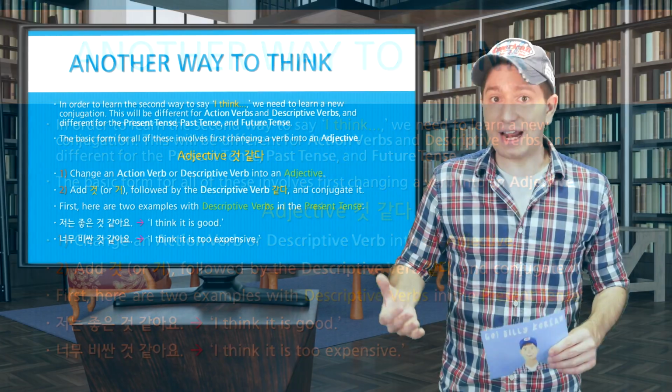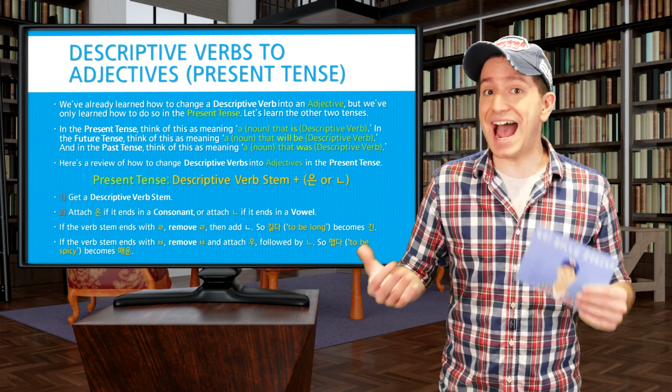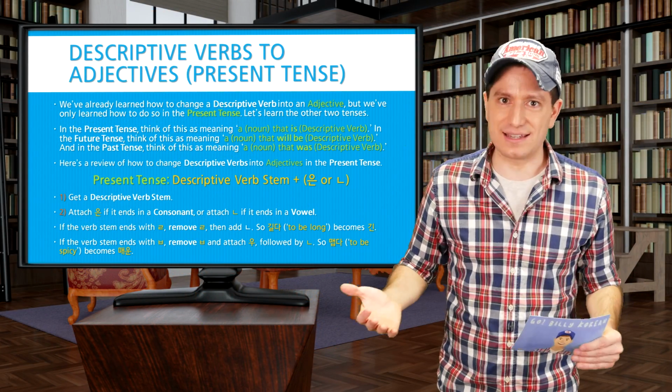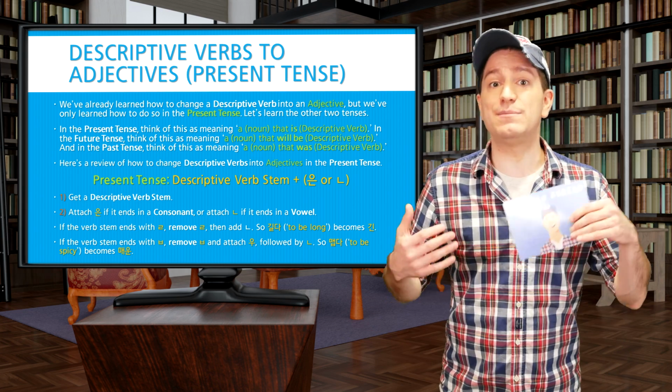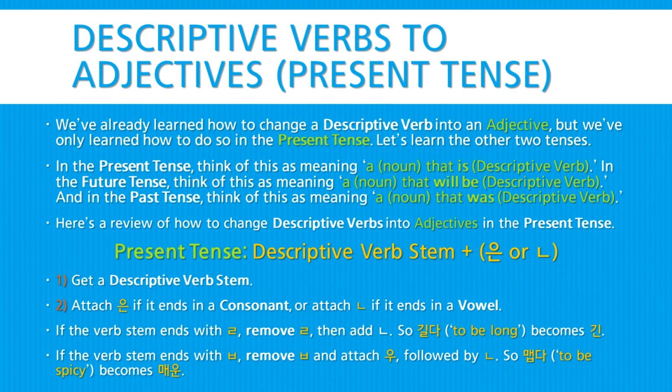Now, we've already learned how to change a descriptive verb into an adjective, but only in the present tense. So let's learn how we can do that in the past tense and future tense. When a descriptive verb is conjugated to the present tense, which is the form we've already learned, you can think of this as meaning a noun that is descriptive verb. In the future tense, you can think of this as meaning a noun that will be descriptive verb. And in the past tense, you can think of this as meaning a noun that was descriptive verb.